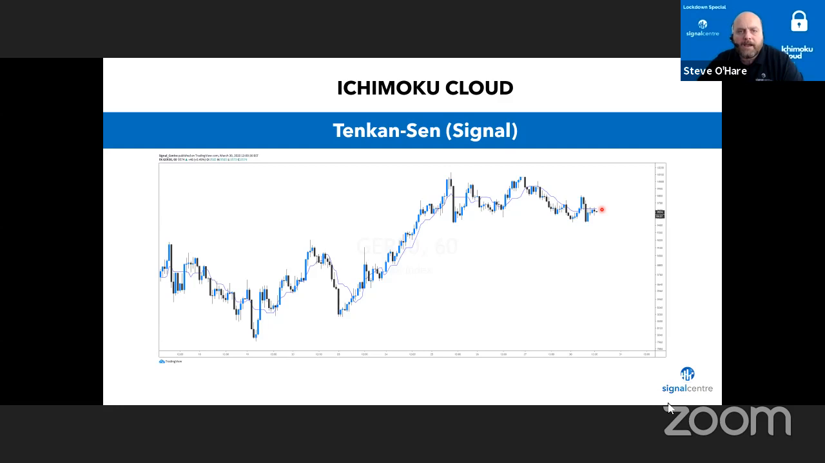That'll take the high and the low of each of the last 9 candles and divide it by 2. So it'll be the midpoint of those last 9 candles. The default setting is 9. It can be adjusted if you want, but the chart works quite well with it as 9. So on a daily chart, that would pick up almost the last 2 weeks of price action.